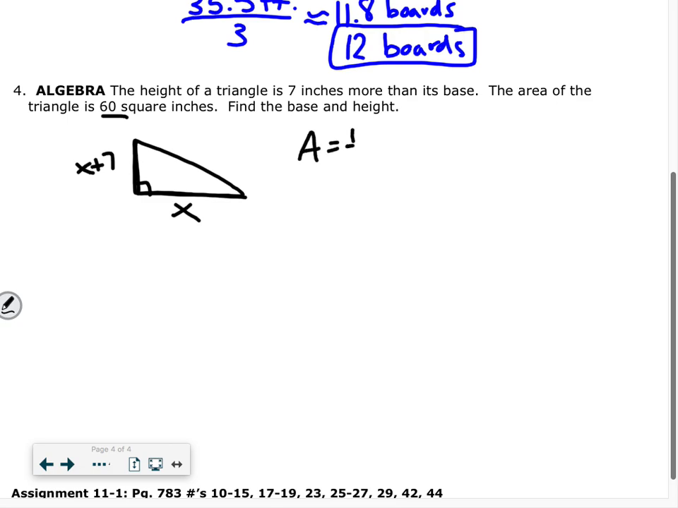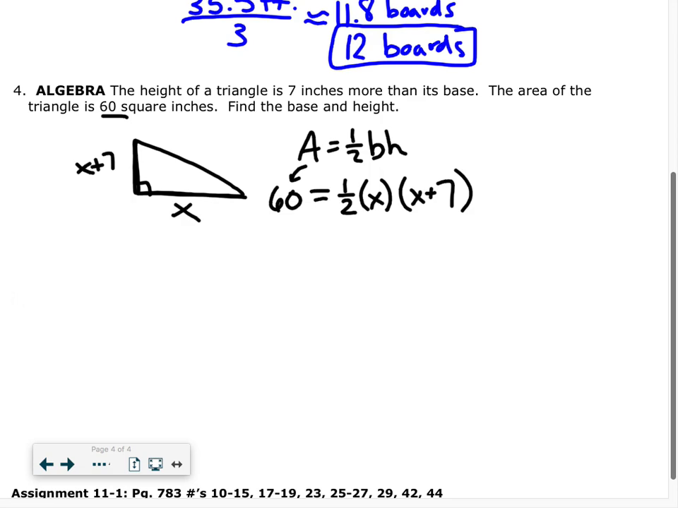So area of a triangle is 1/2 base times height. Our base is x. Our height is x plus 7. So what we need to do here is distribute. Now, for area, let's plug in 60 because we know 60 is the area. This 1/2 x we can distribute. So we'll have 1/2 x squared plus half of 7, it's going to be 3.5x, and then equals 60.